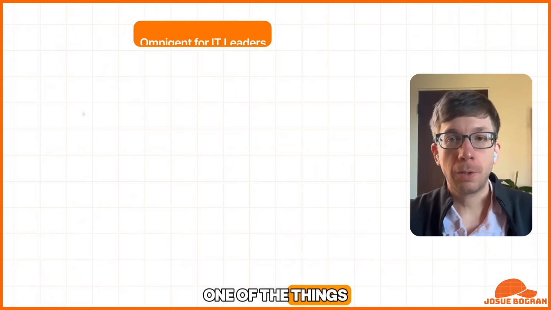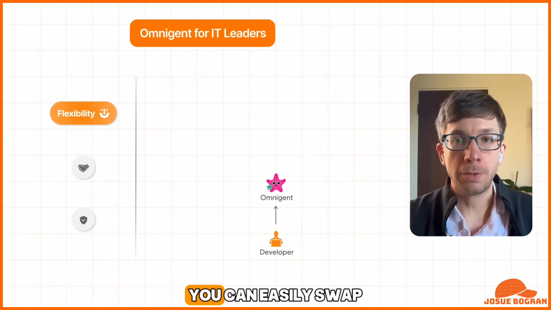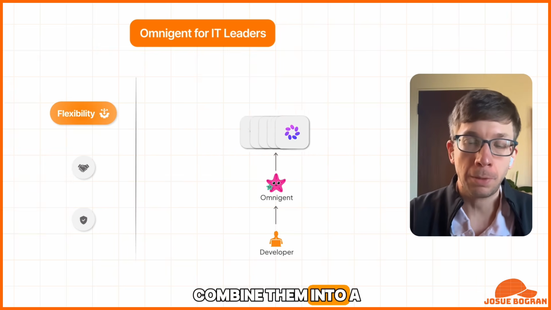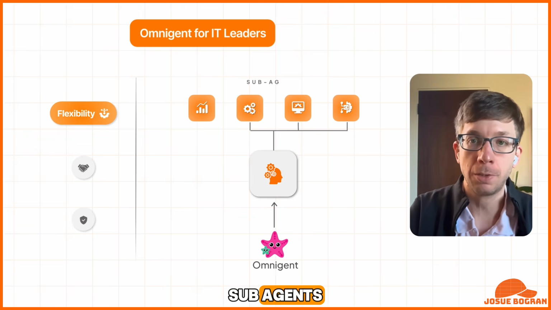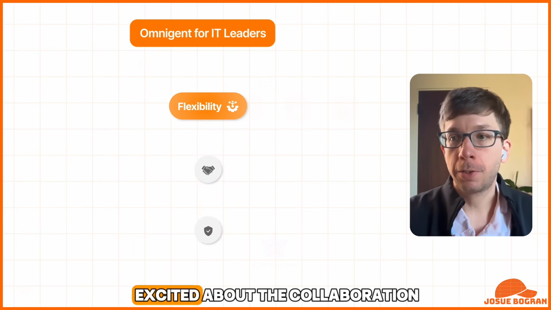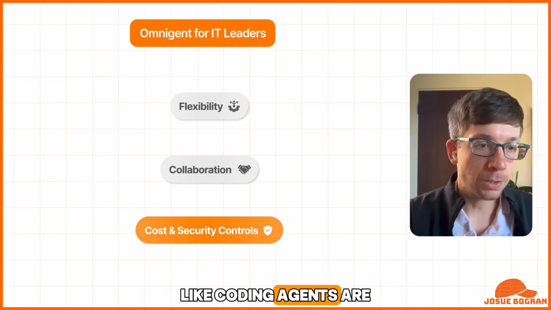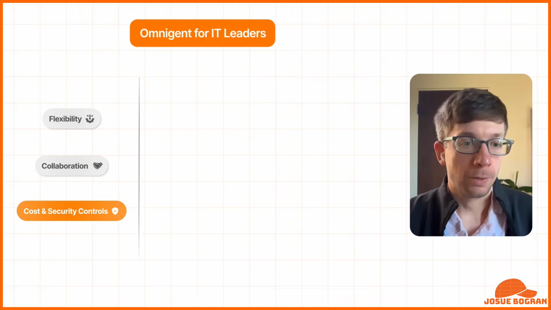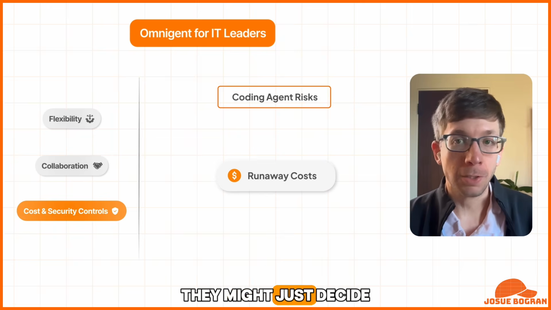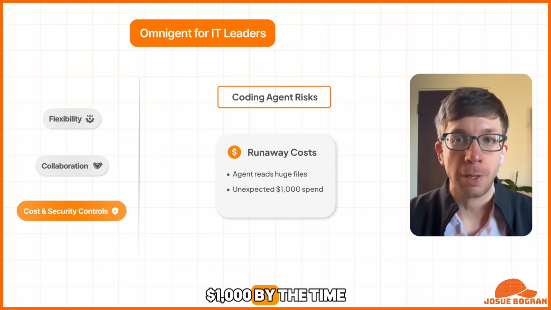Yeah, one of the things it means is flexibility. As you build internal agents, you can easily swap between the latest models and harnesses, or you can even combine them into a big agent that does different things with sub-agents. I think for coding specifically, people are also really excited about the collaboration and the cost and security control. Coding agents are very scary from a governance perspective, because you can spend a ton on them. They might just decide to read a big file or something, and you spend like $1,000 by the time you're done.